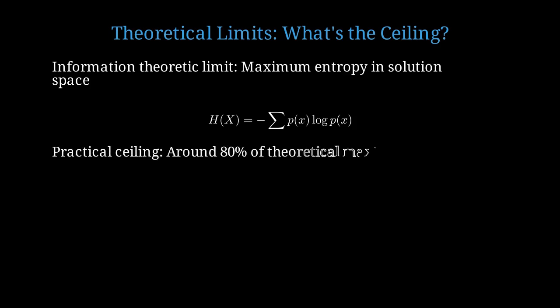In practice, I've observed that 5 to 7 iterations typically get you to about 80% of the theoretical maximum. Beyond that, you hit diminishing returns. The Pareto principle applies. 20% of the effort gets 80% of the results.